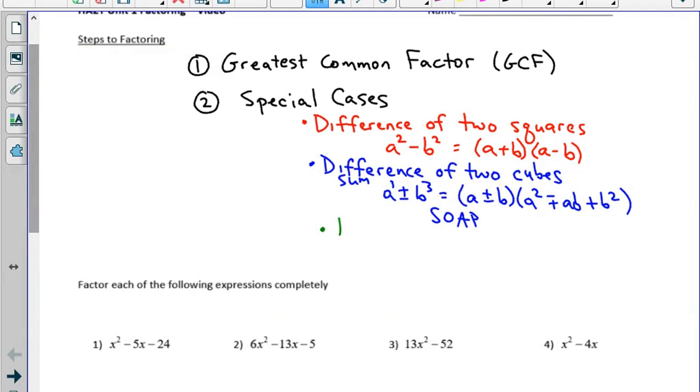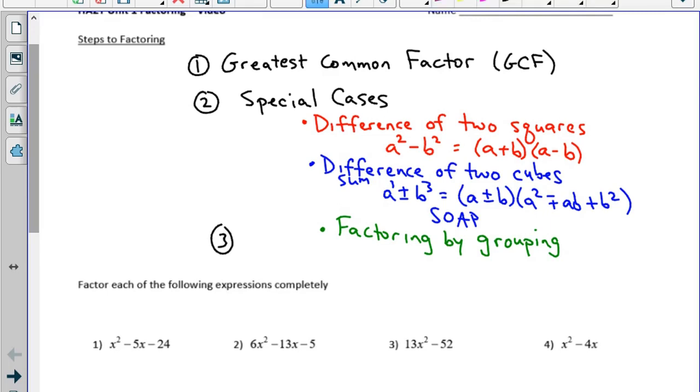And then finally, factor by grouping. Again, this is something that we don't really have to deal with right now, but if you have 2 groups, you can end up grouping things and then factoring it based on that. But once again, that's something that we're not really dealing with right now.